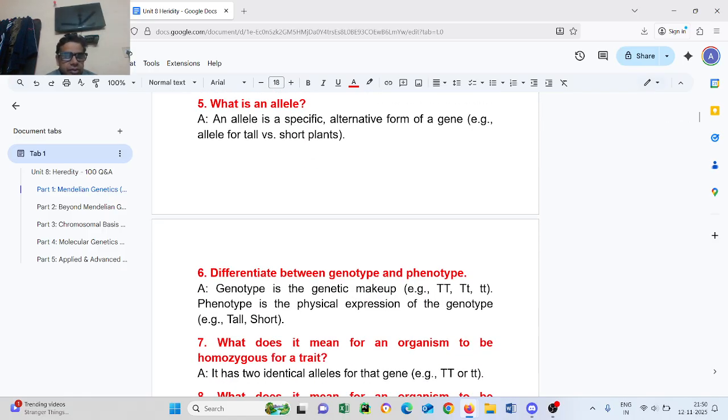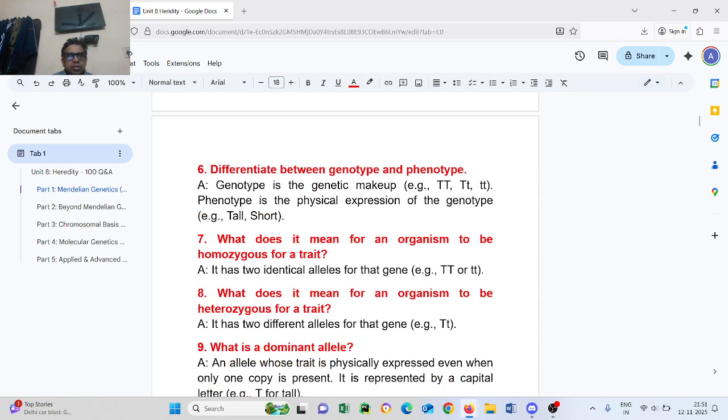Now, question number 6. Differentiate between genotype and phenotype. Genotype is the genetic makeup. Example, capital TT, capital T small t, or small tt. Phenotype is the physical expression of the genotype, tall or short.